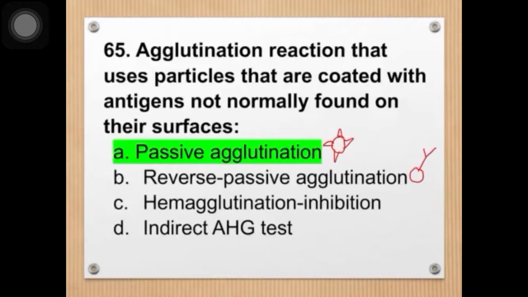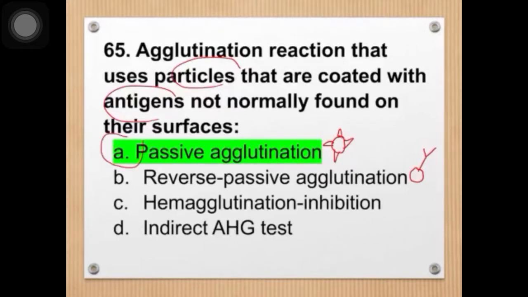Number 65, passive agglutination. Carrier particle is coated with antigen. Agglutination will occur in the presence of the corresponding antibody. Kapag naman na-mention po ang reverse passive agglutination, yung carrier po dito coated with an antibody. Agglutination will occur in the presence of the corresponding antigen. Ang tanong po dito, particles coated with an antigen, for example, latex particle coated with an antigen, passive agglutination. Correct answer number 65, letter A.